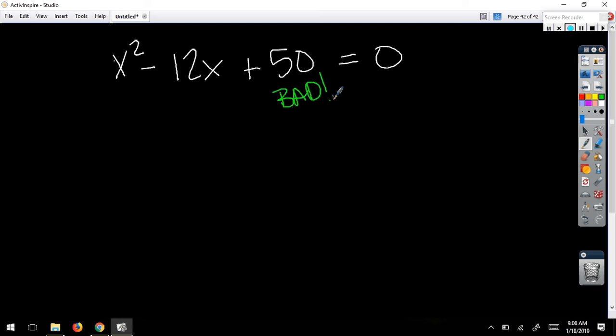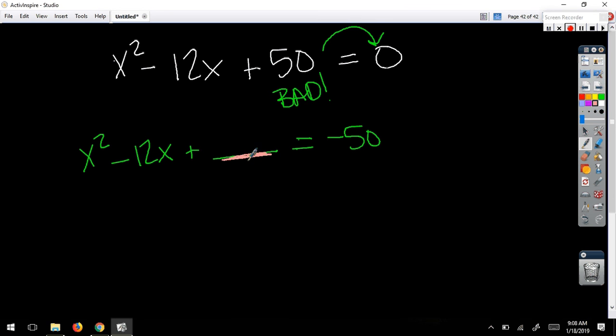But because I'm in an equation and everything's equal, I can't just get rid of it because I don't like it. What do I have to do with it? I'm going to put it over here, and say, nope, get away, leave me alone for right now, okay? So I have x squared minus 12x. I don't have a c right now. I will have a c in just a minute. And over on the right side, I've got negative 50 because I moved that 50 over. Does that make sense to everybody? So now I need to know what could I put in this blank that would make it a good C?